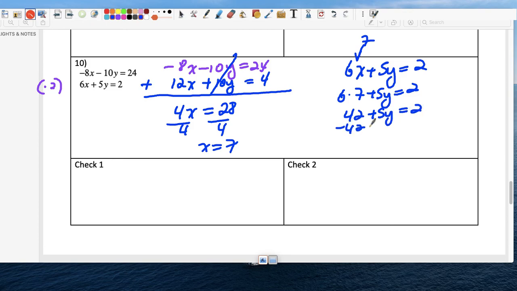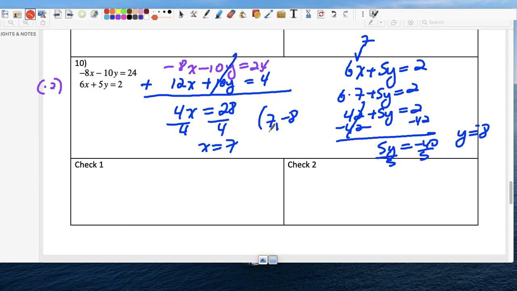Subtract 42 from both sides. 42 goes away. We get 5y equals negative 40. Divide both sides by 5. Y equals negative 8. So our solution, by the way, is 7 comma negative 8. Let's do the check on equation 1. So we get negative 8 times 7 minus 10 times negative 8. That should give you 24.